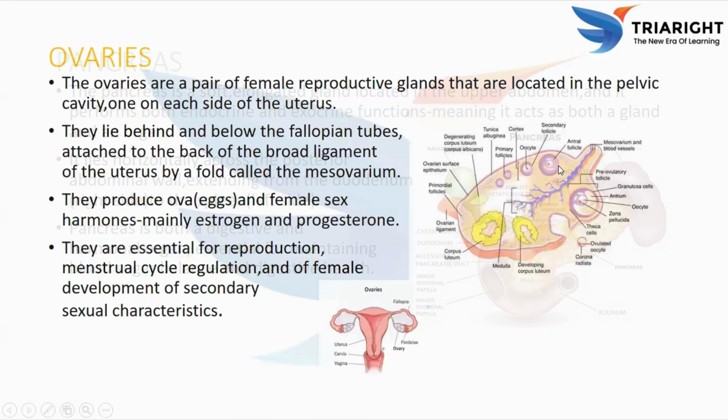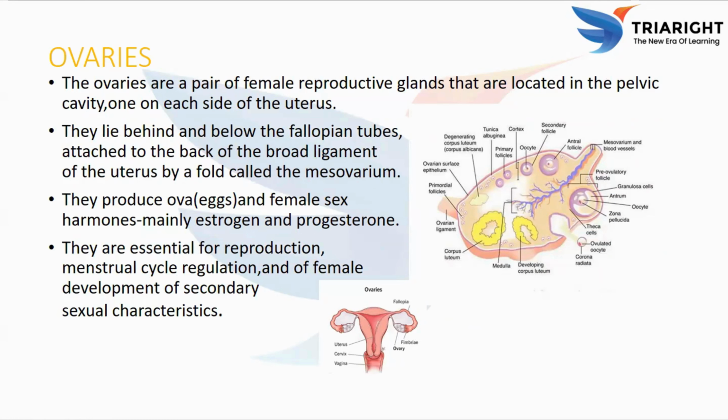And now, coming to the next gland, the ovaries. So you all know ovaries are a part of the female reproductive system. These are paired organs. These are a pair of female reproductive glands that produce ova, nothing but eggs. These also produce female sex hormones, mainly estrogen and progesterone. And these are essential for reproduction, menstrual cycle regulation, and the development of female secondary sexual characteristics.